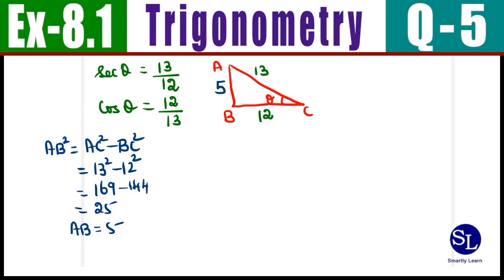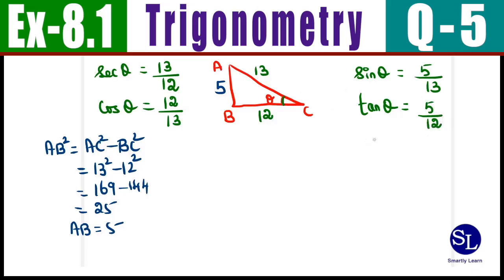Now they're asking us all the other trigonometric ratios. We have already generated cos theta from secant theta. So let's see what else is needed. The next is sin theta. So according to this angle definition that I have marked, sin theta is opposite by hypotenuse, which is going to be equal to 5 by 13. Next is going to be tan theta. Tan theta is opposite by adjacent, so this is going to be 5 by 12.